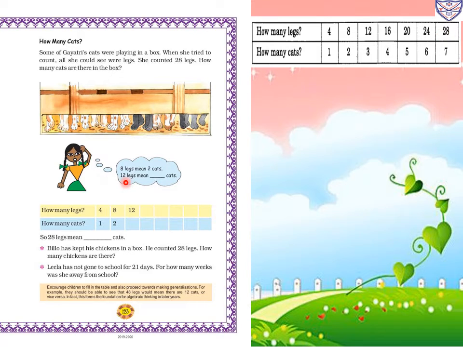Now 12 legs means dash cats. So 12 legs means there are 3 cats. Okay, so like this we have to fill this table. So 28 legs means dash cats. So how many cats are there? So 28 legs means 7 cats.